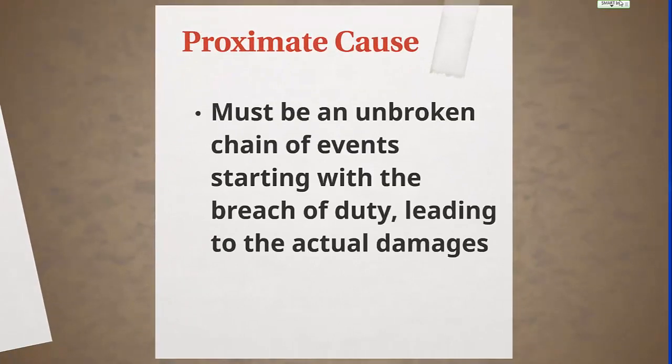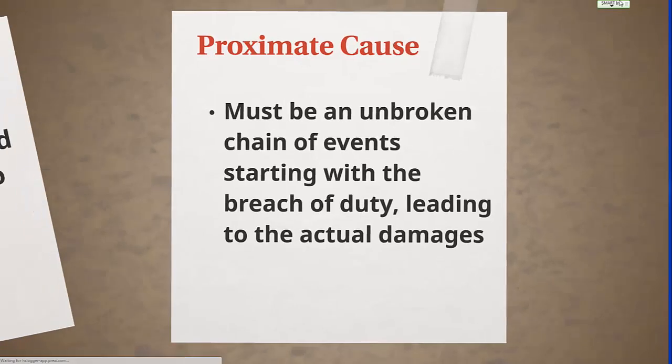Last, proximate cause. This just means that in order for there to be a legal liability, there must be an unbroken chain of events that starts with a breach of duty that ultimately leads to the actual damages. So for example, if someone yells fire in a crowded theater and many people run out of the theater, unfortunately trampling over one person and killing them, the person who yelled fire would actually be legally liable for that death because it was their initial action that led to the actual damages, particularly if you can show that that person could have foreseen that loss, even knowing that there was no fire.